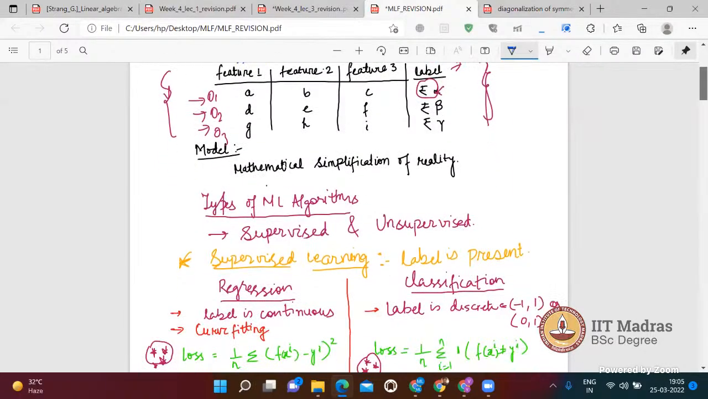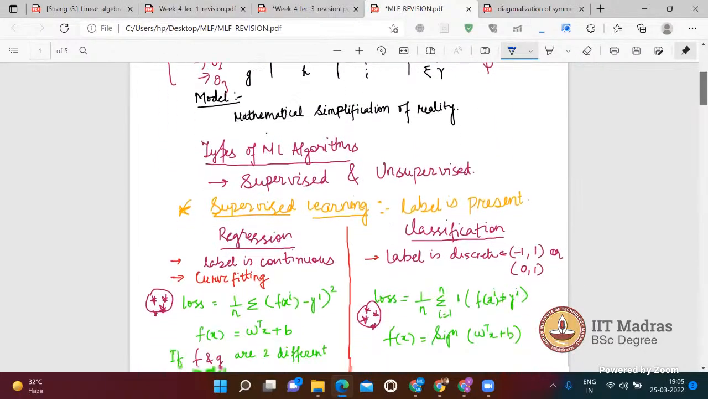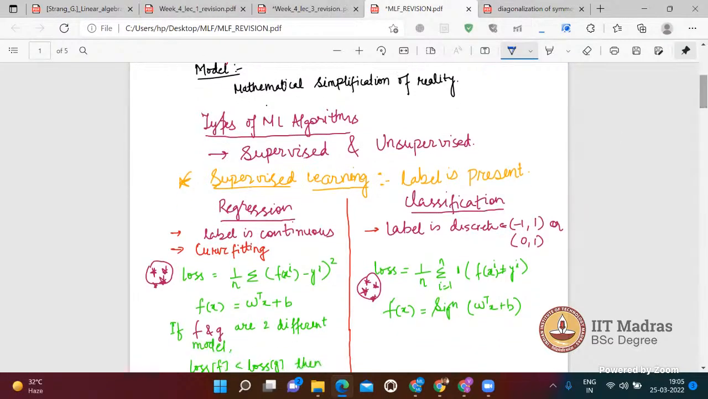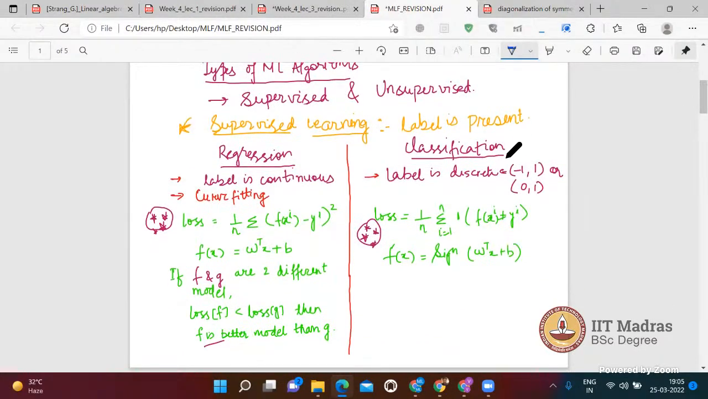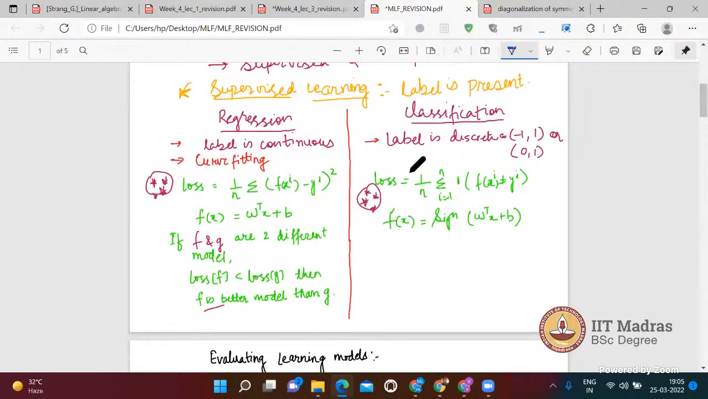Okay, so a model is simply a mathematical simplification of reality. Types of ML algorithm: broadly speaking, we classify all the ML algorithms into supervised and unsupervised. There are others also, but here we'll just talk about supervised and unsupervised. Supervised learning depends on the data set. If the data set has the label present, like the final outcome is present, then we say we can work with a supervised learning algorithm. And supervised learning can be of two types: regression or classification.